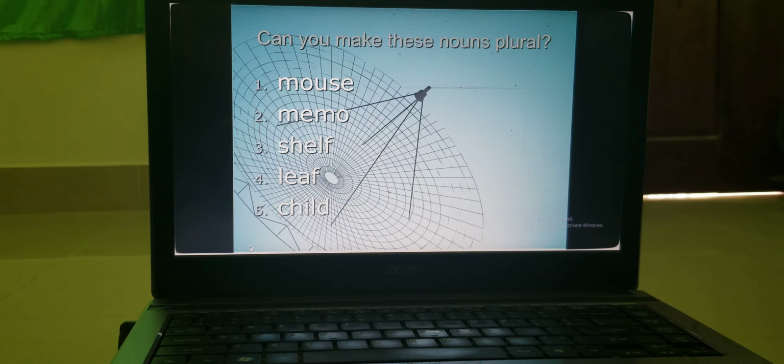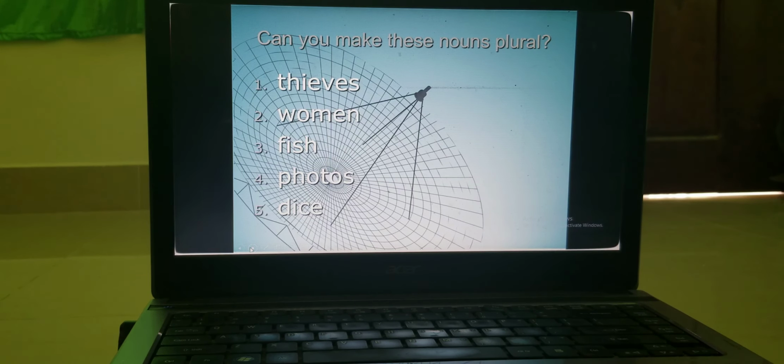How about this word? How about irregular plural nouns? Number one, mouse. Two, mammal, cell, leaf, and child. So when we change to plural, like number one, mice, mammals, cells, leaves, and children. How about this one? Number one, sheep. Two, woman, fish, photo, and number five, die. And here are the answers for this word.